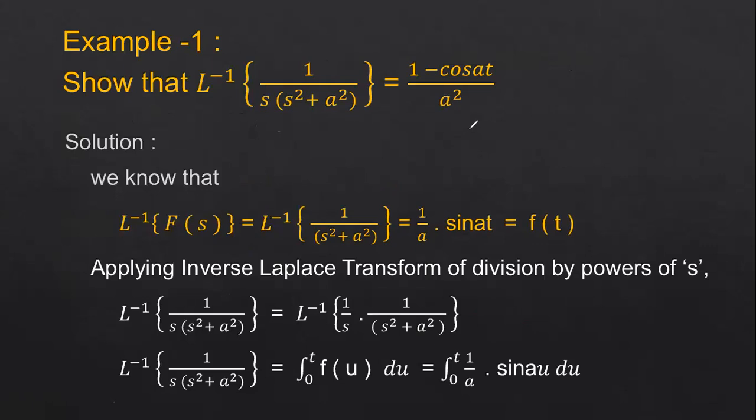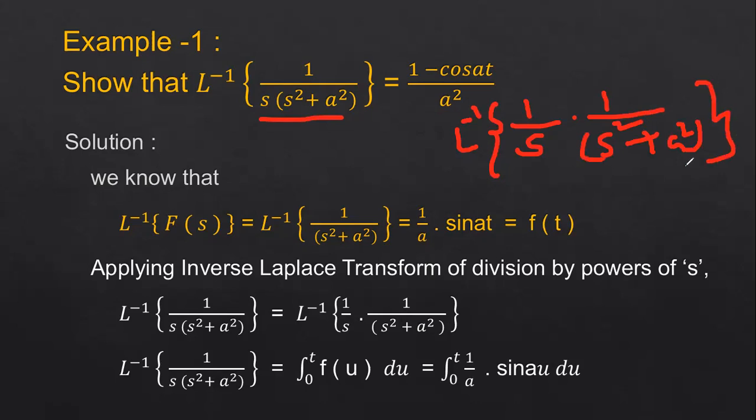So previously, we had a Laplace inverse of something like s by s square plus a square, which is a multiplication part: s into 1 by s square plus a square. Now the s is present in the denominator, so it can be represented as Laplace inverse of 1 by s into 1 by s square plus a square. So you have to divide it into two functions.